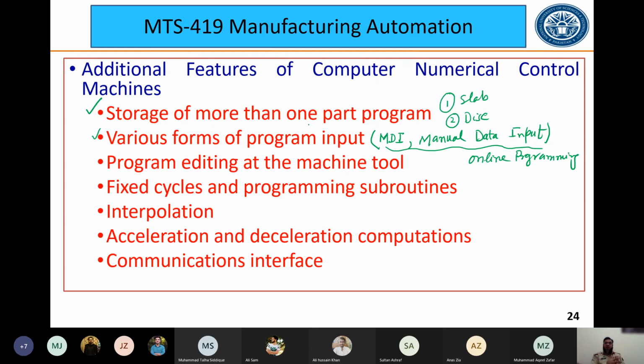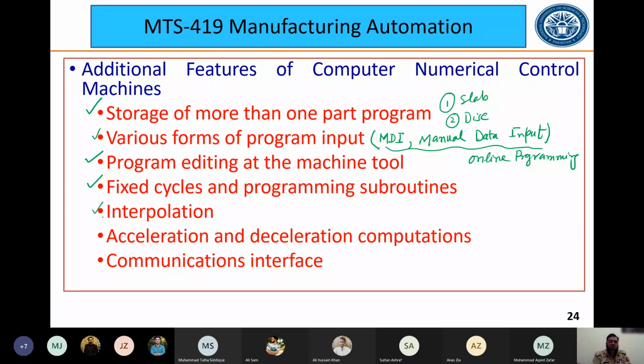At the same time, when you do manual data input, you program manually, then you make one sample and see if it is made correctly. When you are doing offline programming, you can use simulators. You can run those programs on simulators, crack the problems on simulators, and then you put them in the machine. So the program editing can be done in both cases, offline and online. Then you can fix cycles programming and subroutines, that this cycle is to be run for a certain number of cycles. It will make as many parts as the cycles it runs.